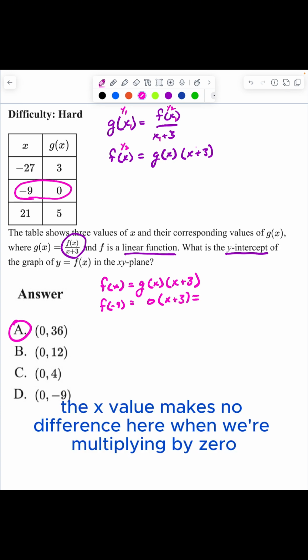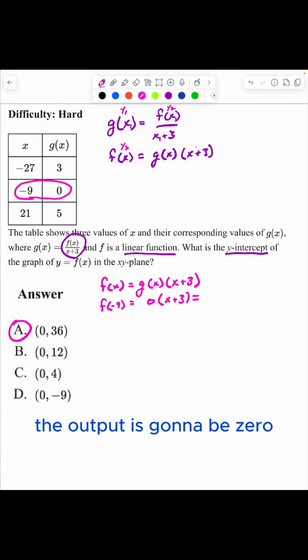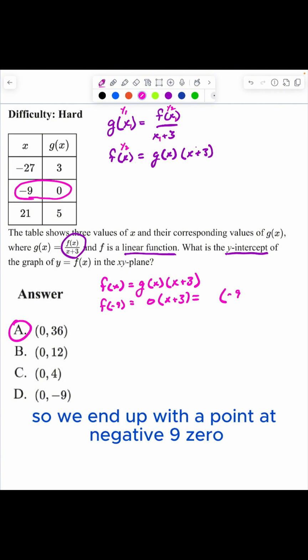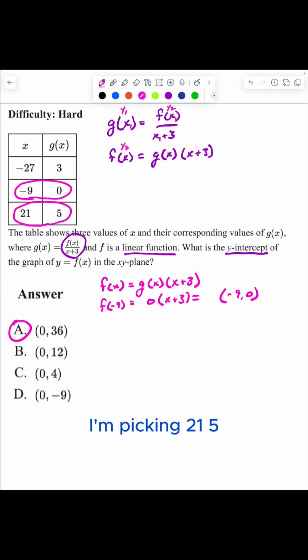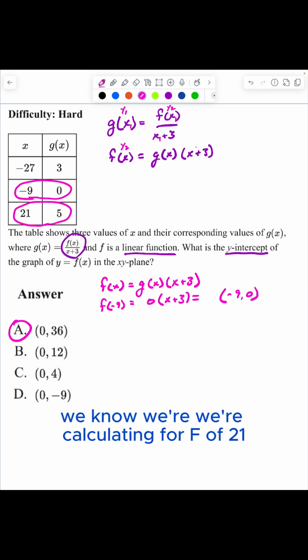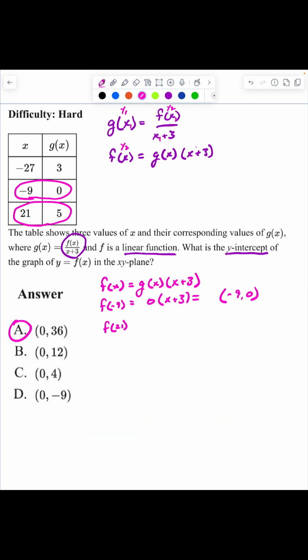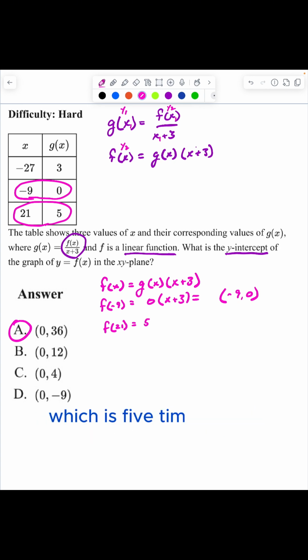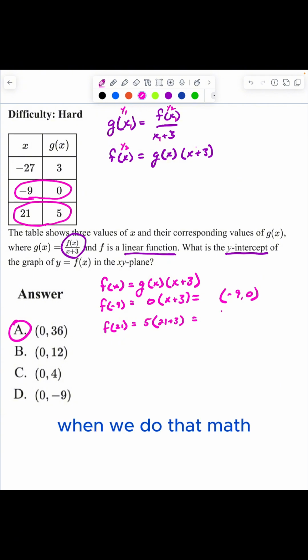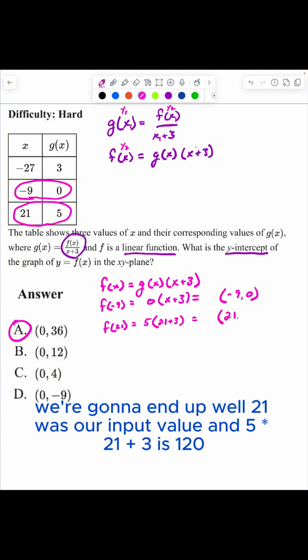Obviously, the x value makes no difference here. When we're multiplying by 0, the output is going to be 0. So we end up with a point at negative 9, 0. I'm just going to pick a second point, and you could pick either one. I'm picking 21, 5. We're calculating for f of 21, which is going to be equal to our g of x value, which is 5, times our x value plus 3.